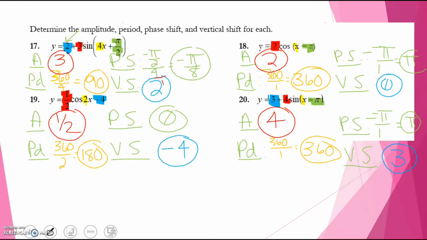Another mistake is some people in number 19 may think that this negative 4 right there is the C, but it is the D because it's not in parentheses. So that's why the vertical shift is negative 4 and there is no phase shift.